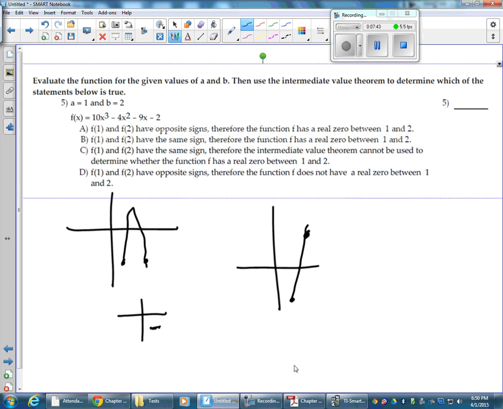So if at 1, I'm at -5 down here, and at 2, I'm at 44 way up here, is there a 0 between them? There would have to be. So f of 1 and f of 2 have opposite signs. Therefore, the function f has a real 0 between 1 and 2. That's going to be my answer. F of 1 and f of 2 have the same sign? That's not true. One's positive, one negative. Let's just make sure this one's not right. F of 1 and f of 2 have opposite signs. That's true. Therefore, the function does not have a real 0. That part's not true. So because they have opposite signs, it has a real 0 between them.